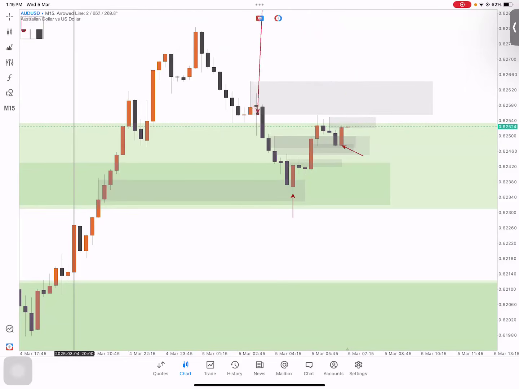If price breaks out of my zone, if price can break through this lower EG sell, the next zone I will target will be this EG.